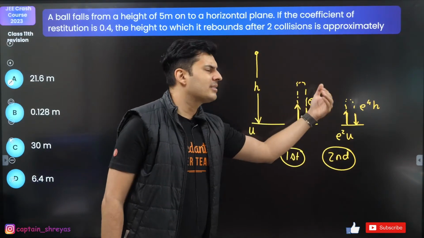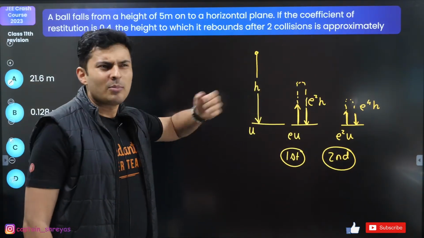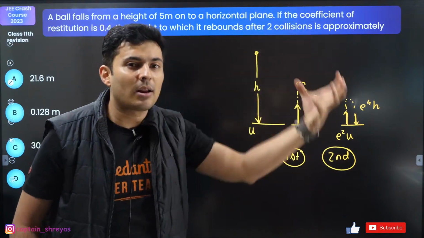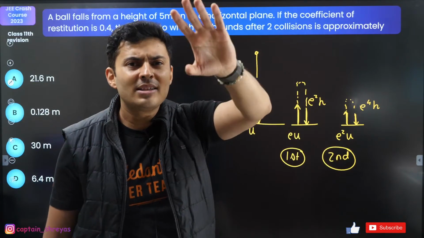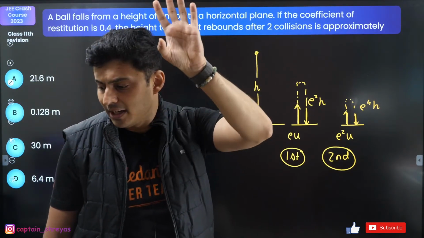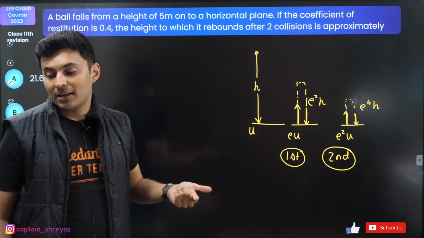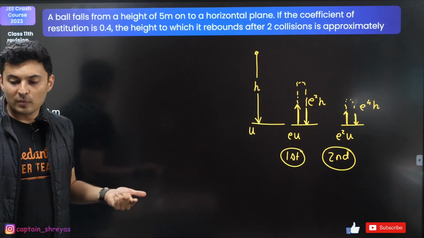You might ask, sir, why is it e square times the previous height? Because height is speed square by 2g. If you take a ball and throw it up, what's the maximum height formula? Speed square, u square by 2g, right? So hence that's why it is the case. I hope this is clear.